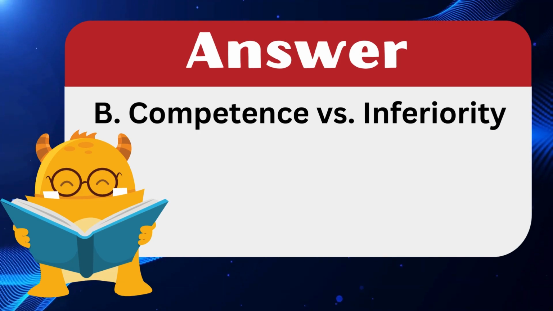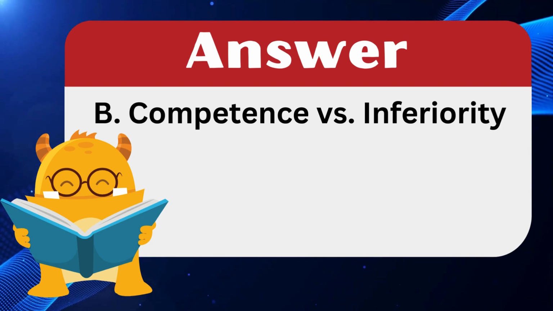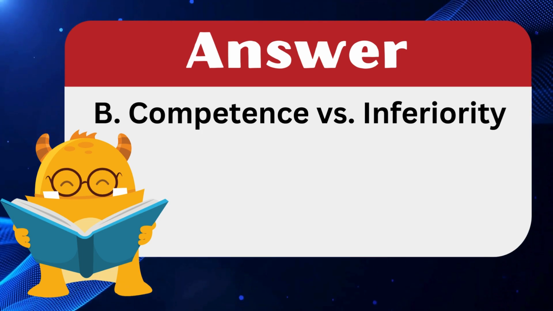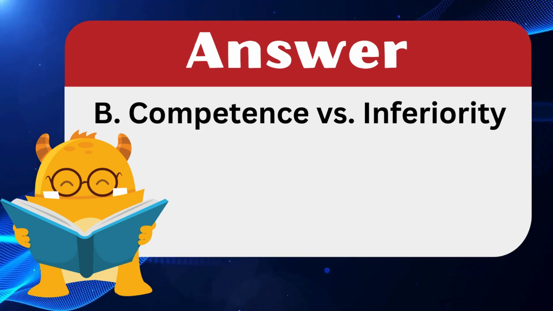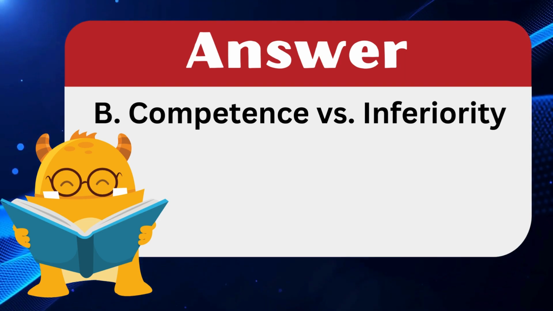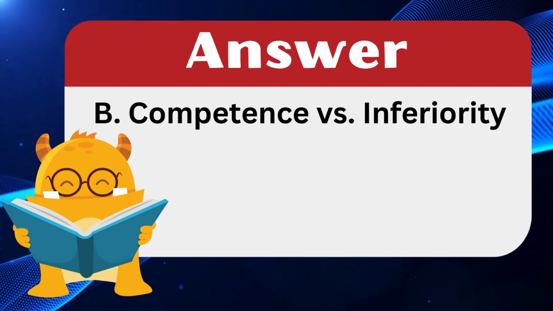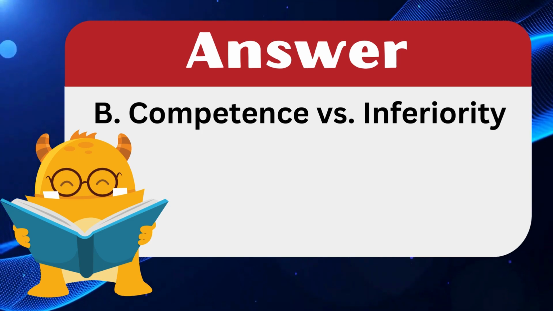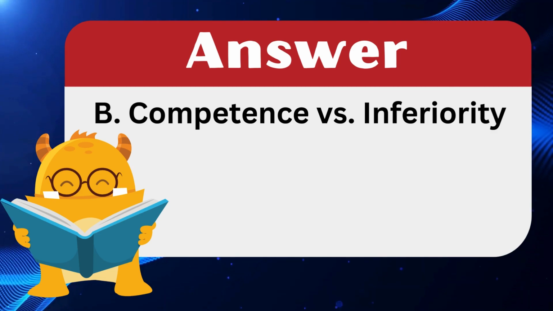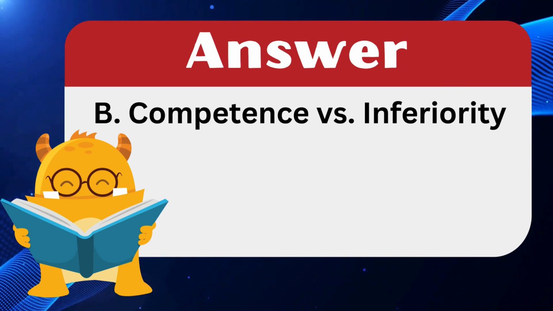B. Competence versus inferiority. The stage of competence versus inferiority, as per Erikson's psychosocial theory, occurs during the school-age years. This stage revolves around developing a sense of competence, mastery, and accomplishment in various skills and tasks. Children at this stage strive for success and competence. However, if they experience consistent failure or lack of encouragement, they may develop feelings of inferiority and incompetence. This stage shapes a child's sense of self-esteem and confidence in their abilities.